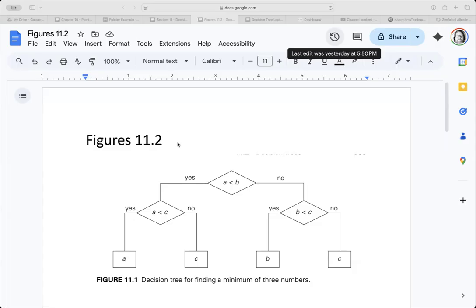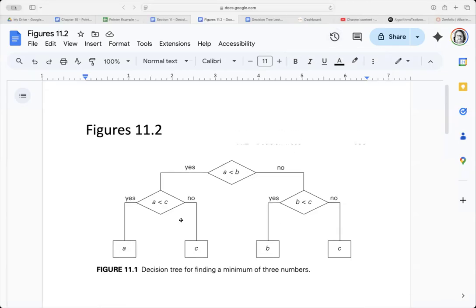Okay. So to take a look at what this can look like, let's take a look at what's on the screen here. We have a decision tree. And this one is you're trying to find the minimum of three numbers. So you have A, B, and C, or the three numbers. The first thing you're going to ask, you can only do a single comparison. You're comparing A with B. If A is bigger than B, you go to this side. If A is less than B, you go to this side.